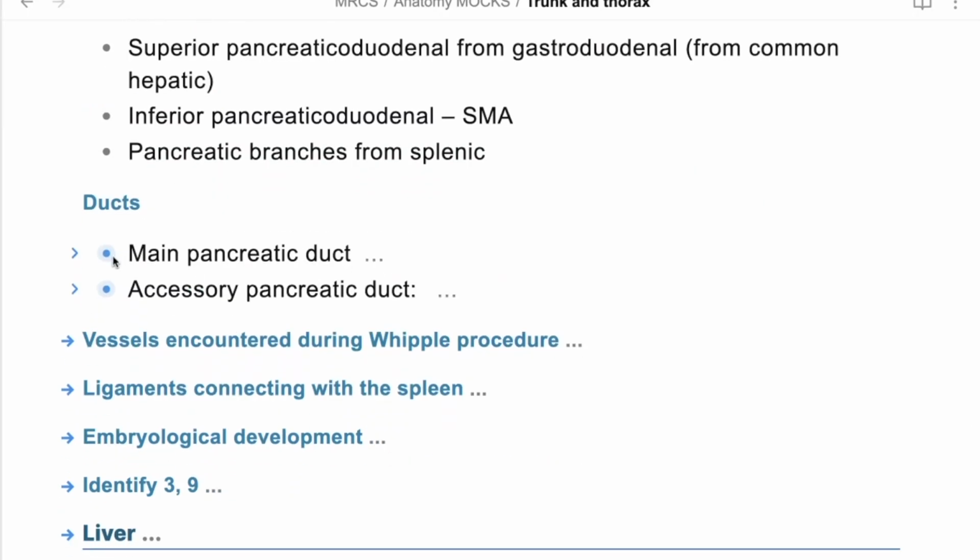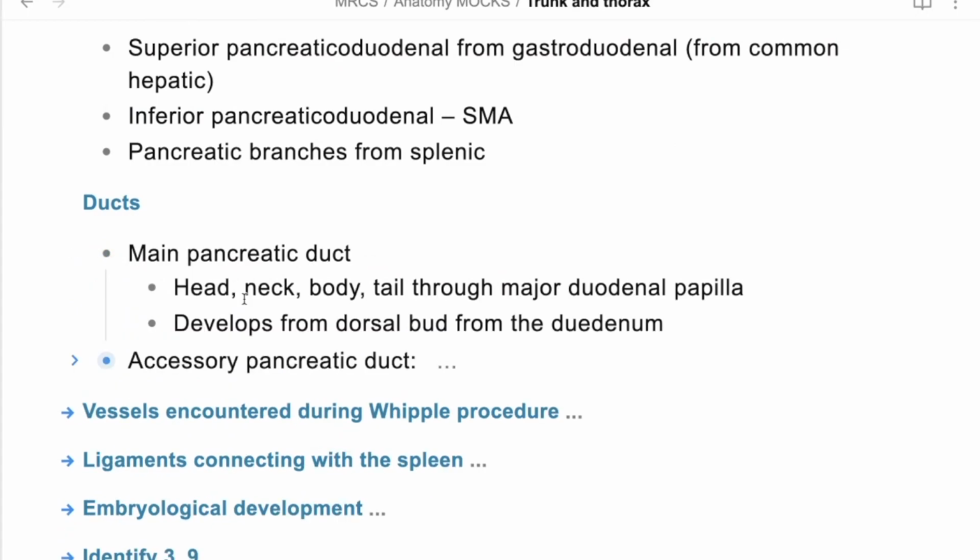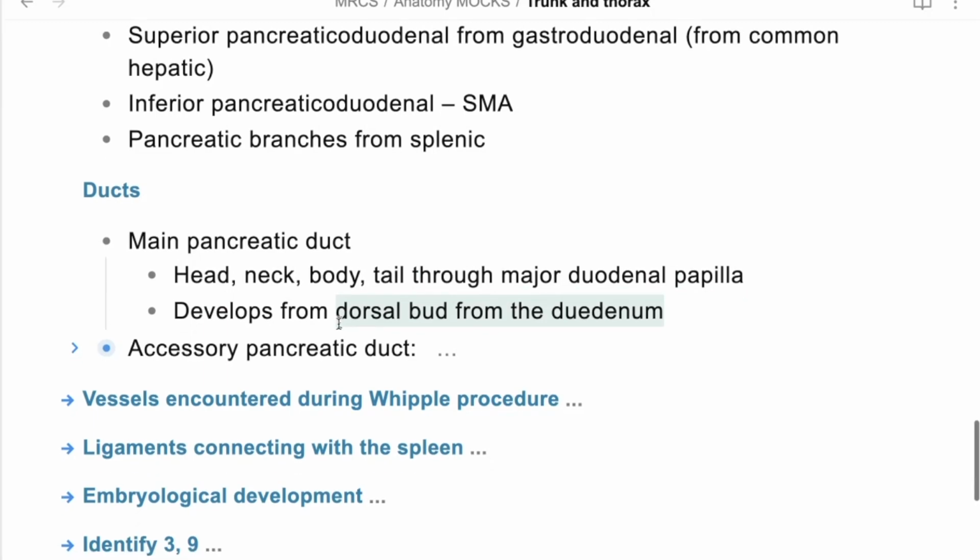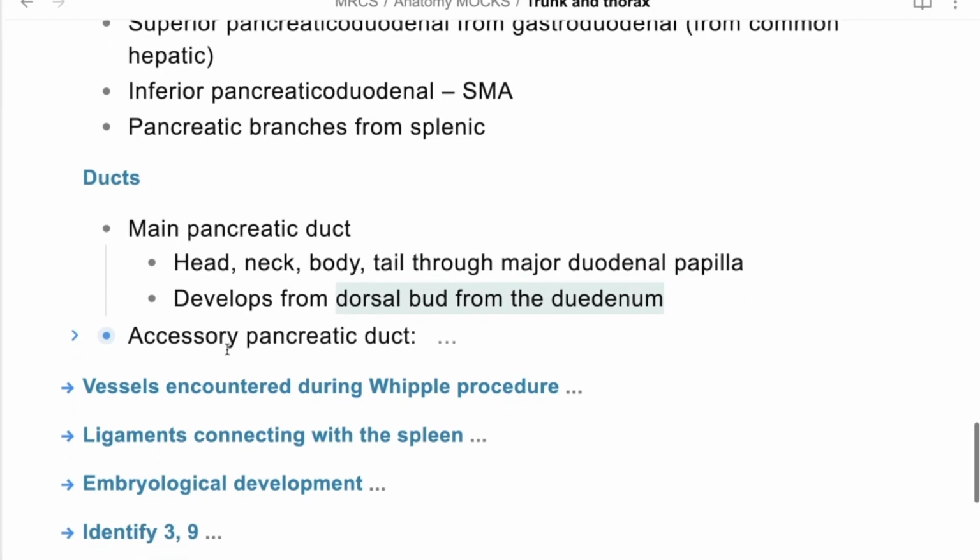All right. So the main pancreatic duct drains the head, neck, body and tail of the pancreas through the major duodenal papilla, which is 10 centimeters from the pylorus, and it opens in the posteromedial part of the duodenum. That's the major duodenal papilla. And this develops embryologically from the dorsal bud of the duodenum. Okay, so this is the main pancreatic duct.